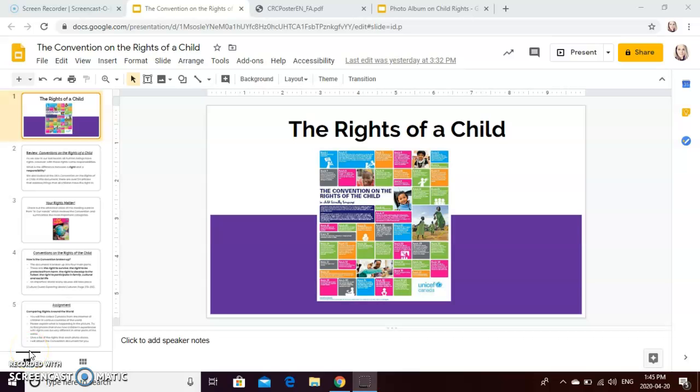Hi, grade sixes. So today we are going to be looking more closely at the Convention on the Rights of a Child, and we're going to be talking about what those rights are. And you are going to complete an assignment, a photo assignment, where you find photos and then explain what right that child is receiving or not receiving, depending on the photos you choose. So we're going to quickly review last week's material, and then we're going to move into today's.